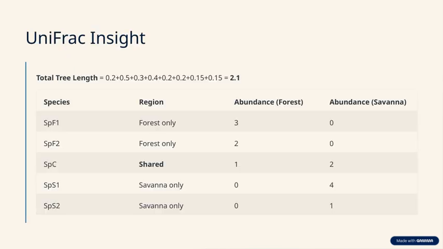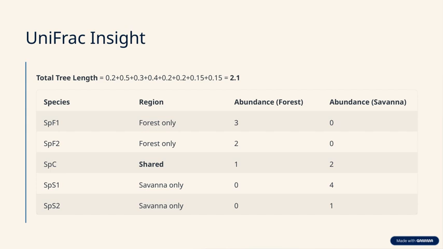Let's take a closer look at the UniFrac insight here. The total tree length sums up to 2.1, which represents the combined branch lengths of all the species we're considering. This total helps us understand how much evolutionary history is shared or unique among these species across different regions.